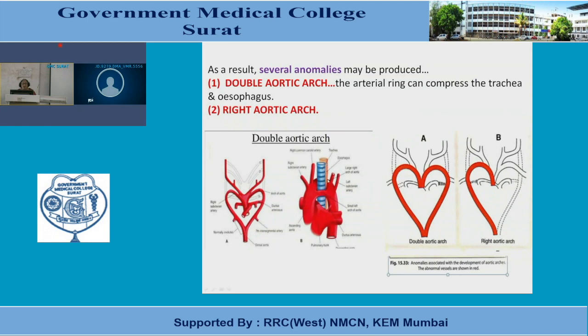Now this is the diagram of the double aortic arch. You can see here the double aortic arch, so this one aortic arch, this two aortic arch. Both of these two aortic arches form the arterial ring which compresses the trachea and esophagus. If the trachea is compressed, what will happen? Difficulty in breathing, that is called dyspnea. What about the compression of the esophagus? Difficulty in swallowing, that is called dysphagia. So this is about the double aortic arch.